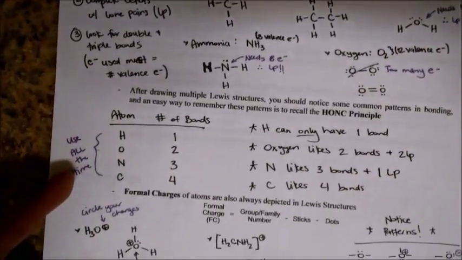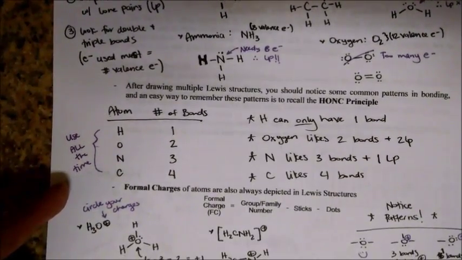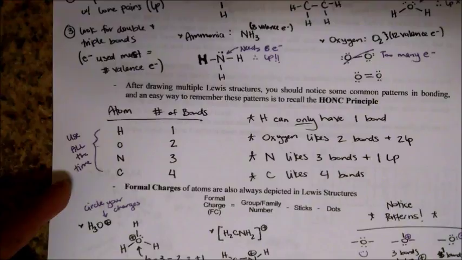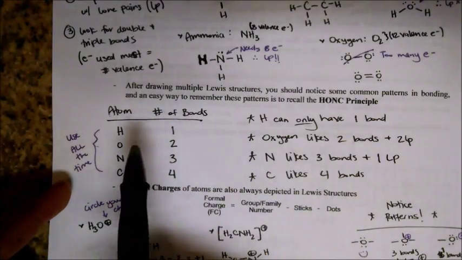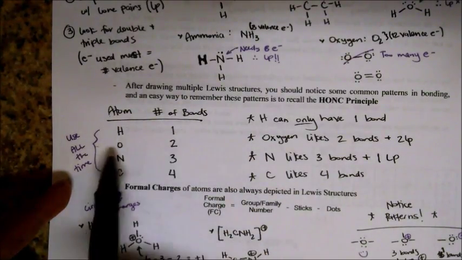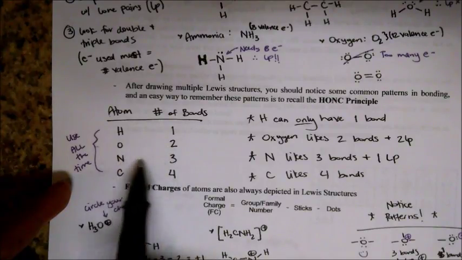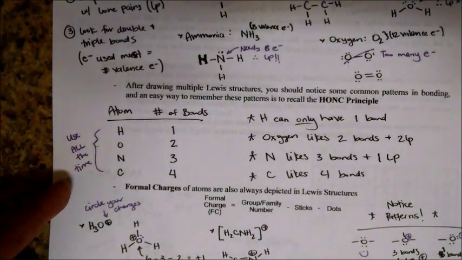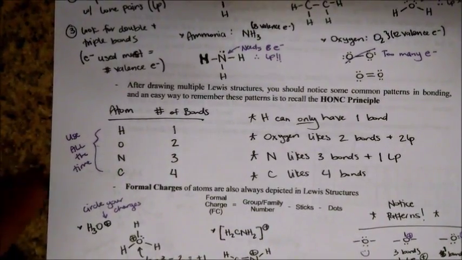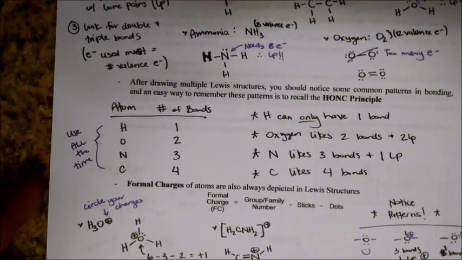I mentioned how patterns should definitely become clear, and these patterns are really articulated well in the HONC principle, where hydrogen obviously can only have one bond, oxygen likes 2 bonds, nitrogen likes 3 bonds, and carbon likes 4. These are really good to use all the time when you're drawing these Lewis structures.